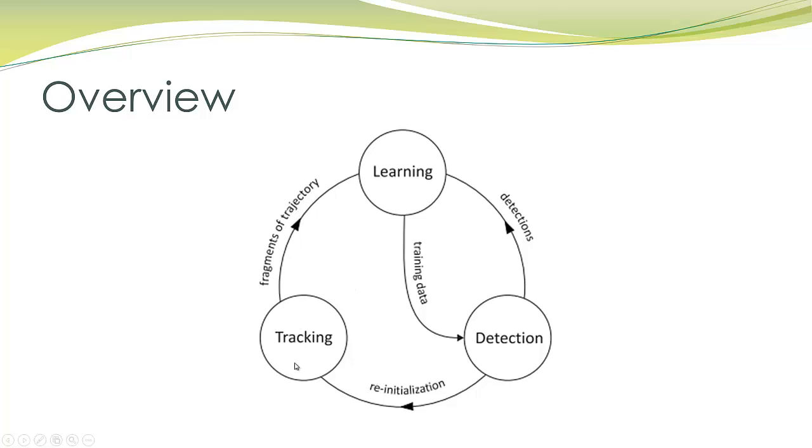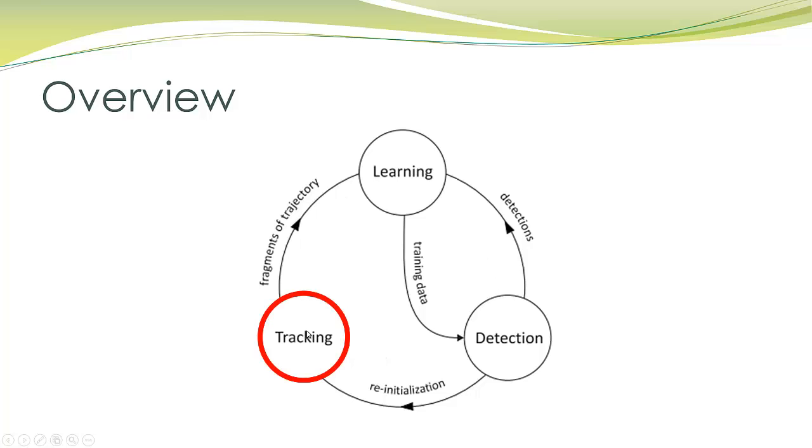For example, a tracking algorithm gives out a fragment of the trajectory which can be used for learning, and the learning generates training data for detection. And of course, the detection does the job of tracker re-initialization, which is very important for the next success of tracking. The detection can also do something for learning as well. So in the following slides, I'm gonna dive into the details of these three components.